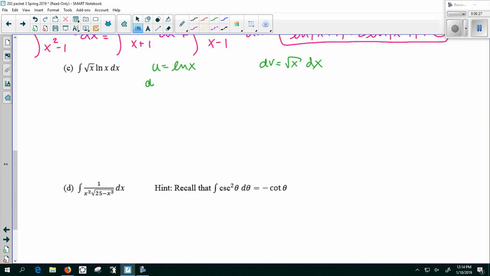Then I have to calculate du and v. So on this side with u's, I'm taking a derivative, and with v's, I'm taking an antiderivative. So du, the derivative of ln x, is 1 over x dx. And then v is the antiderivative of square root x. So that would be 2/3 x to the 3/2.